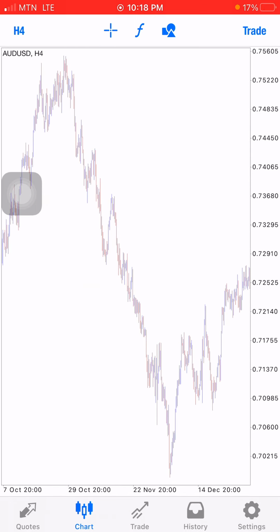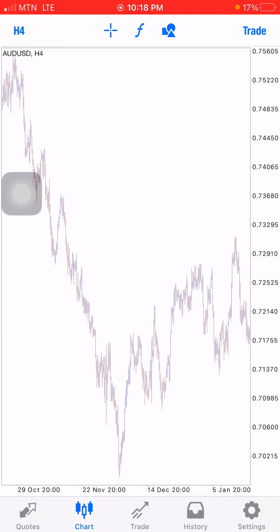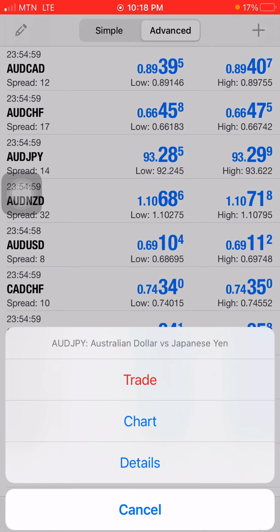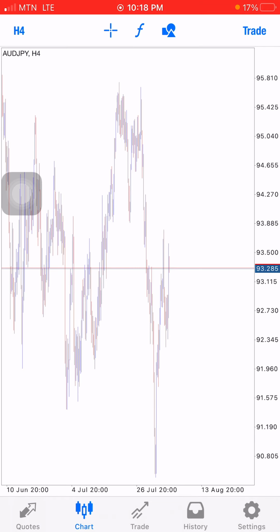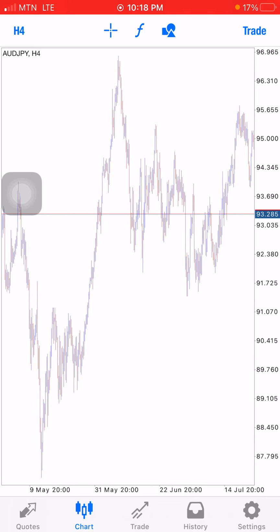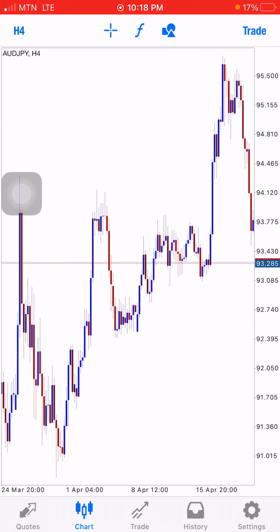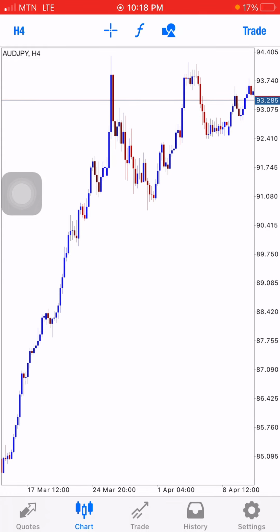So these are some of the things that you have to consider when plotting demand or supply zones on your chart. So let's move on to find some possible entry points on any of the charts that we will come across. And looking at this one, we have something like this.